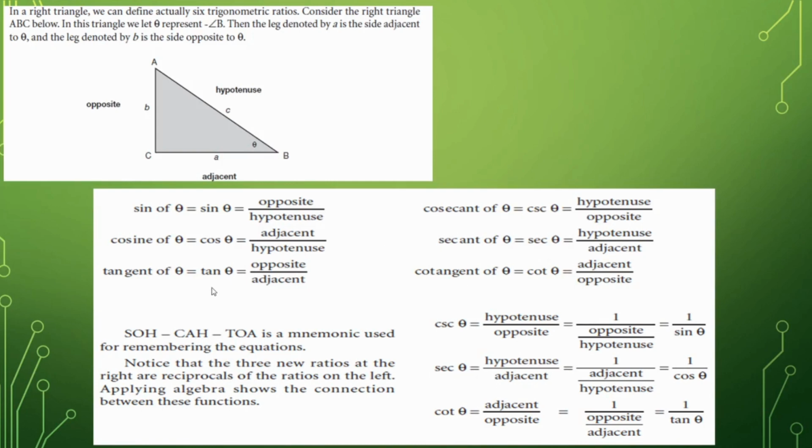SOHCAHTOA is the mnemonic used for remembering the equations: SOH, opposite over hypotenuse; CAH, adjacent over hypotenuse; TOA, opposite divided by adjacent. For the cosecant, which is the reciprocal of sine, it is hypotenuse over opposite. Secant is hypotenuse over adjacent, and cotangent is adjacent over opposite. This is how you are going to have the following.